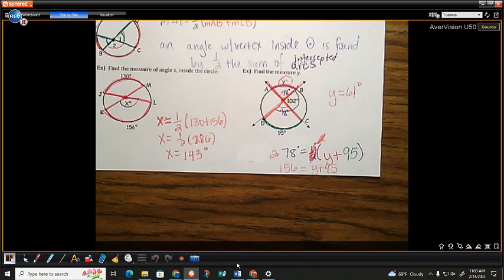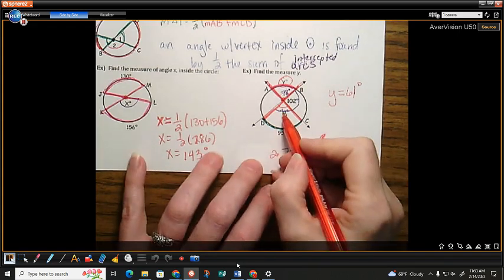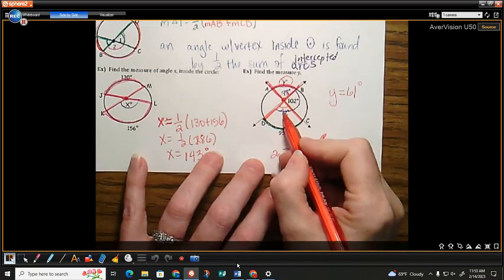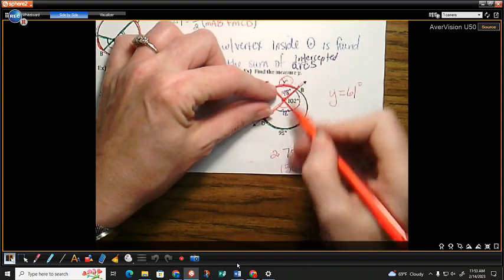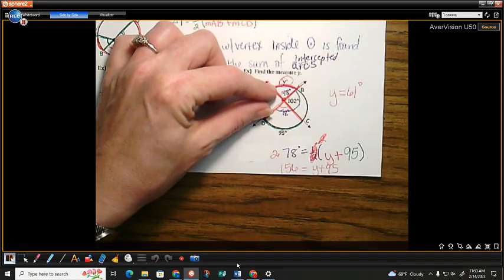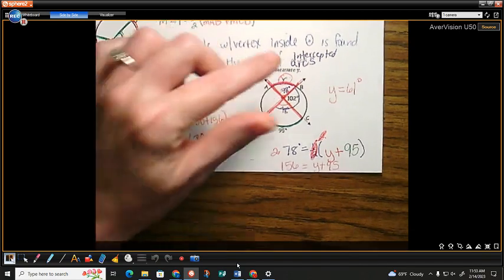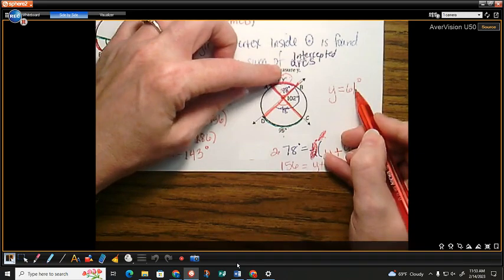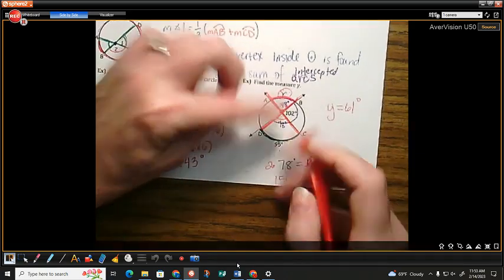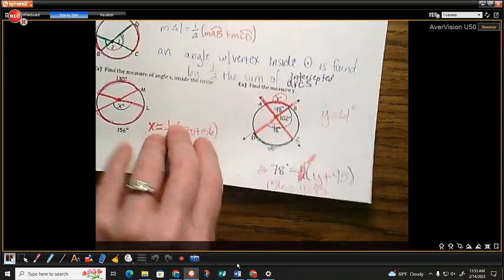Now let's see if it makes sense. How big was your angle? It was 78. Are 95 and 61 on either side of 78? Yeah. So it made sense. We needed one smaller and one bigger. We've got one smaller and one bigger. And so, yay, we must have done it right.